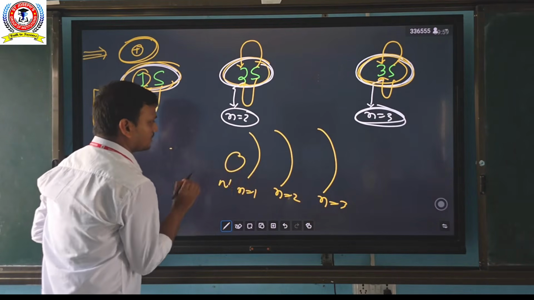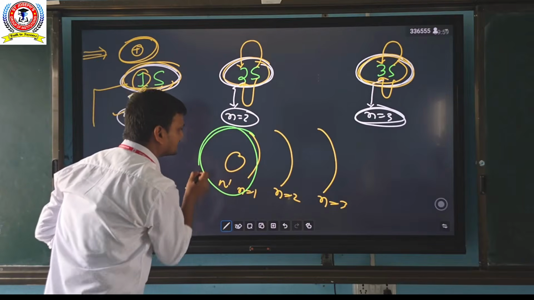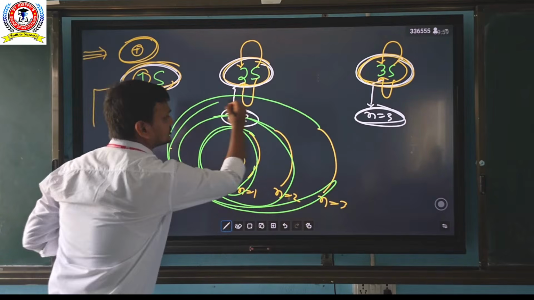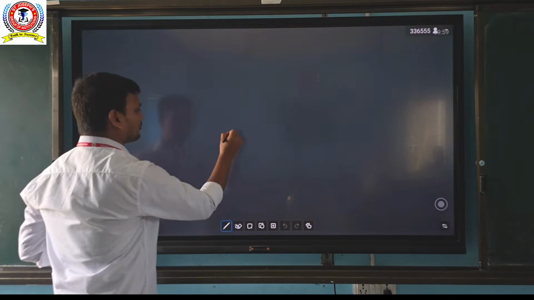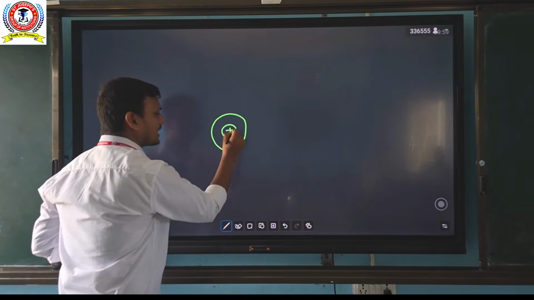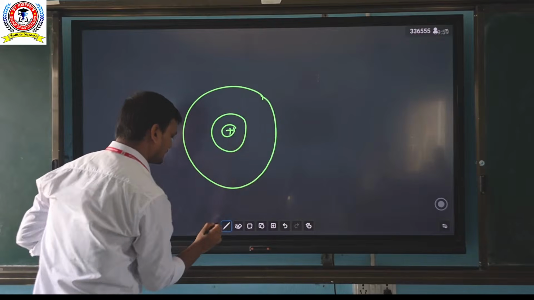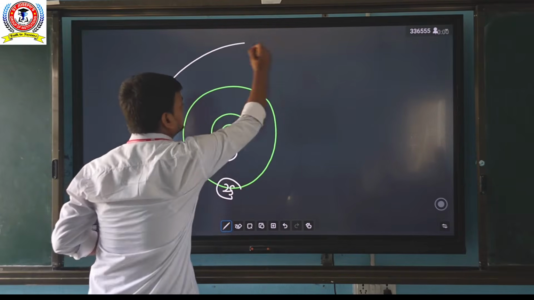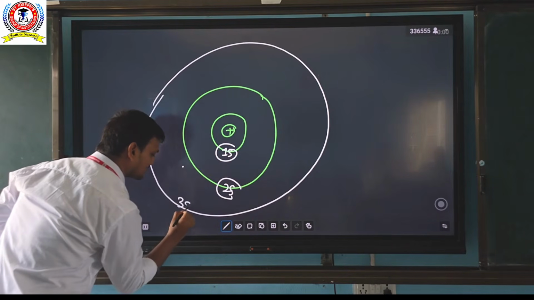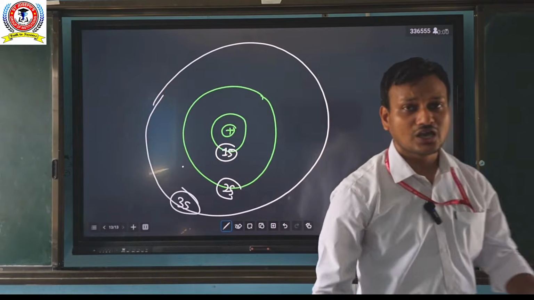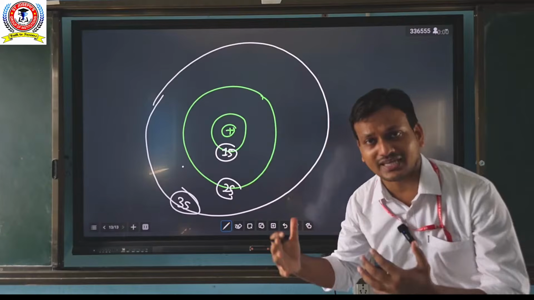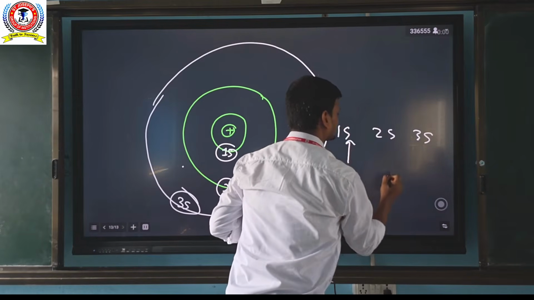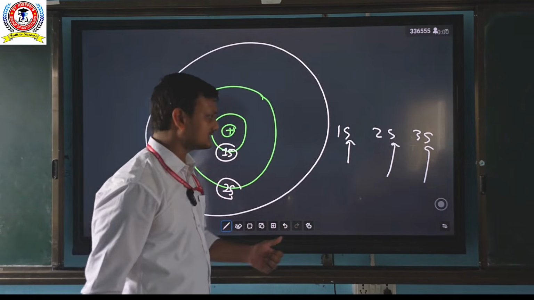When I say 1s orbital, that means this is your 1s, this is your 2s, and finally this is your 3s. Students, know that this is your 1s, this is your 2s, this is your 3s. That means the 1s, 2s, 3s subshell are the same in the three cases.